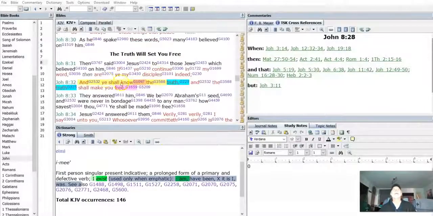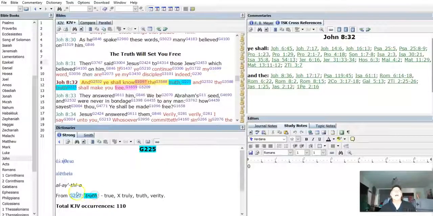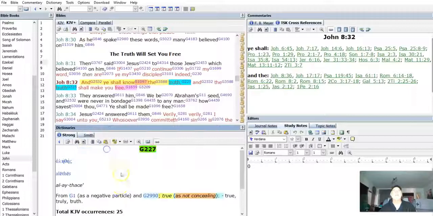So watch this, right? Now watch. And you shall know, look, to know absolutely, because the truth is not relative. It's upside down or it's right side up. And you shall know the truth. Look at the word truth. Aletheia, and watch, this is so important. It means not concealing. True is not concealing because the truth is concealed upside down right in front of you. Now watch this. And you shall know the truth, and the truth shall make you free.